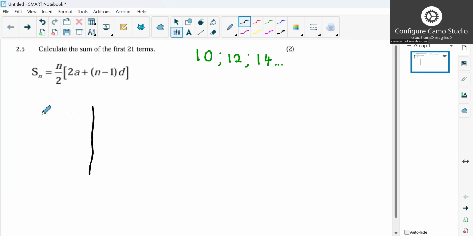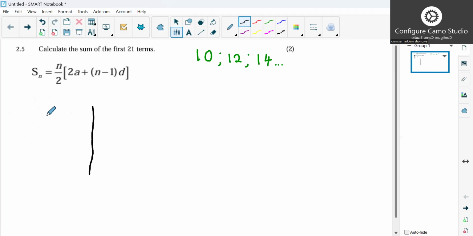Calculate the sum of the first 21 terms. So here we're supposed to calculate the sum of the first 21 terms in this arithmetic pattern. Now, the challenge here for learners might be choosing the right formula. As you can see here, guys, we chose the correct formula, which is for an arithmetic. Now, how do we know that it's an arithmetic? There's a constant difference here.